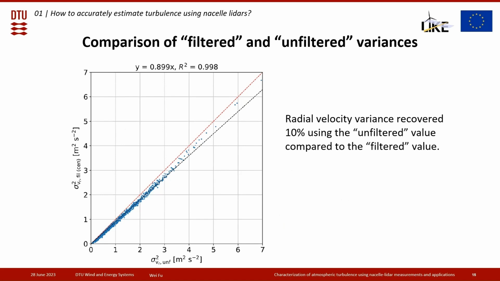Here, our LiDAR was focusing at 62 meters, so the full width half maximum of our probe volume is around 5 meters. If we increase our focus distance, we might have a larger probe volume, and then the difference between the filtered and unfiltered variance could be larger.